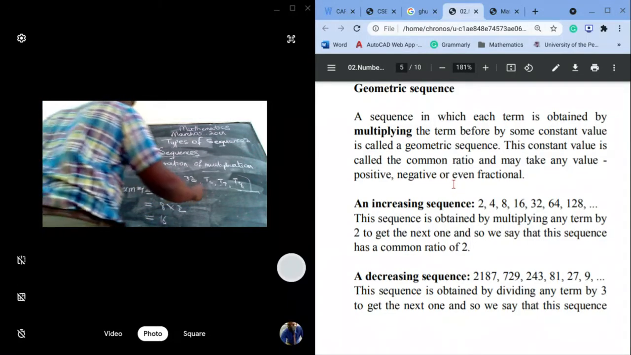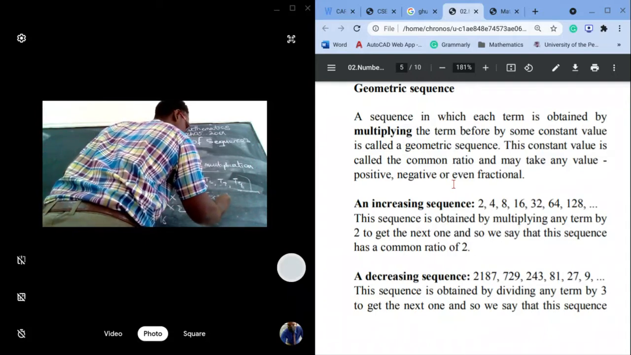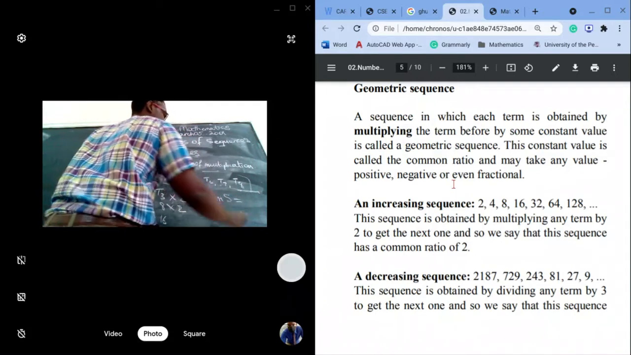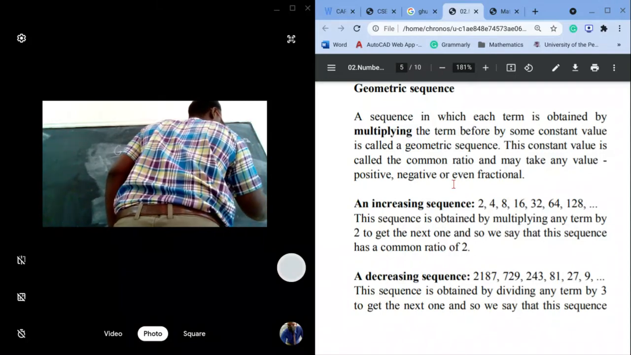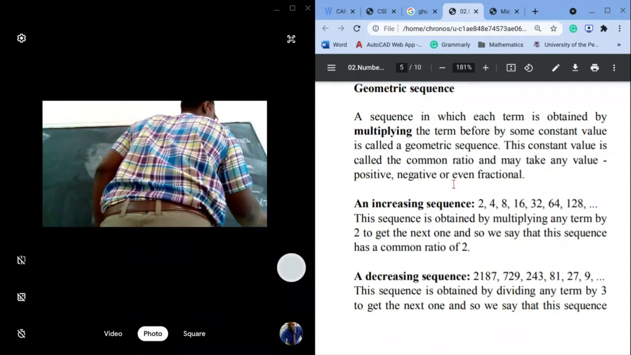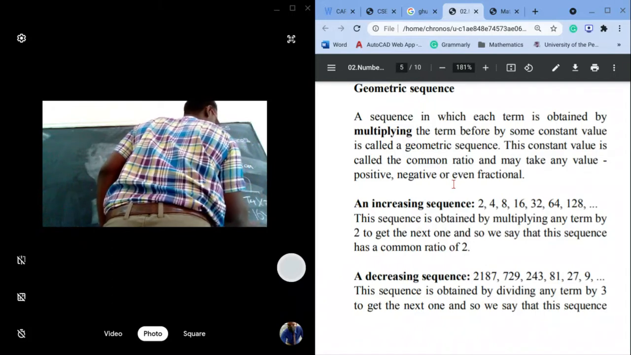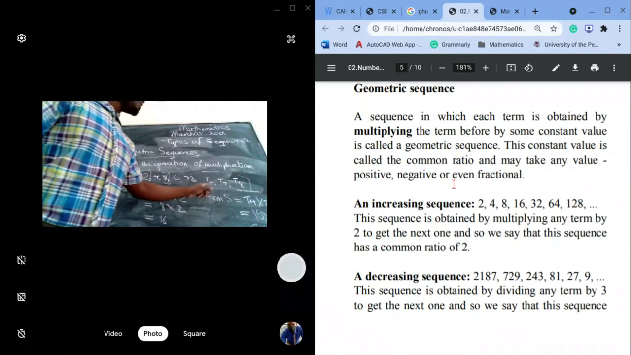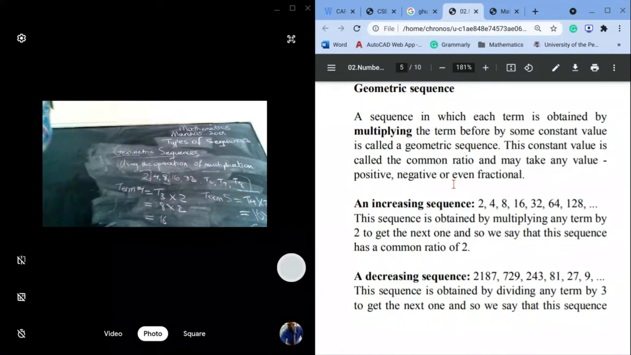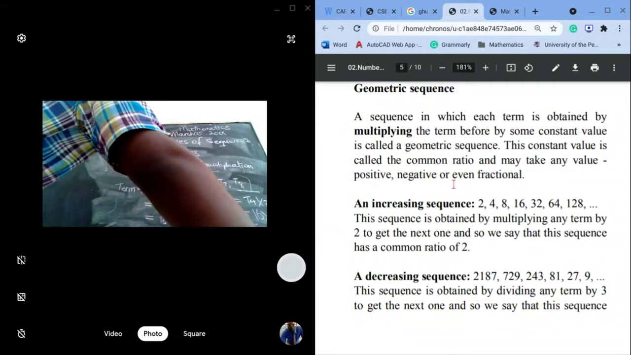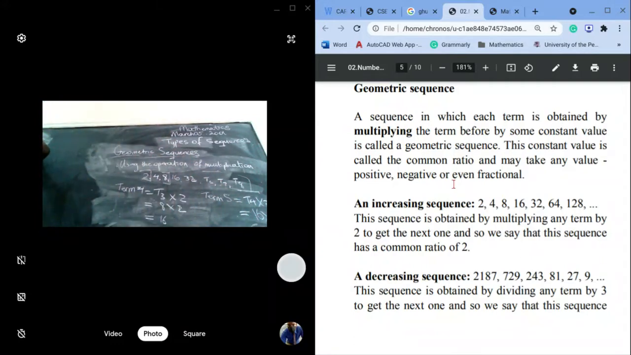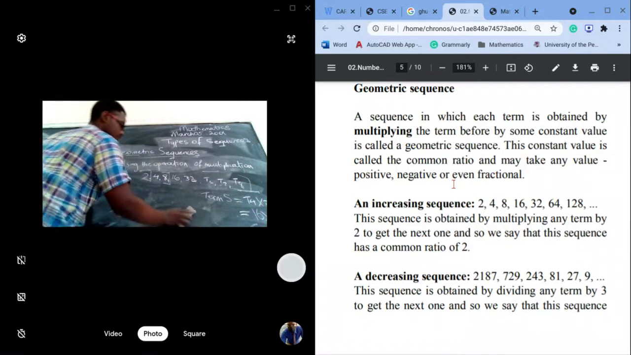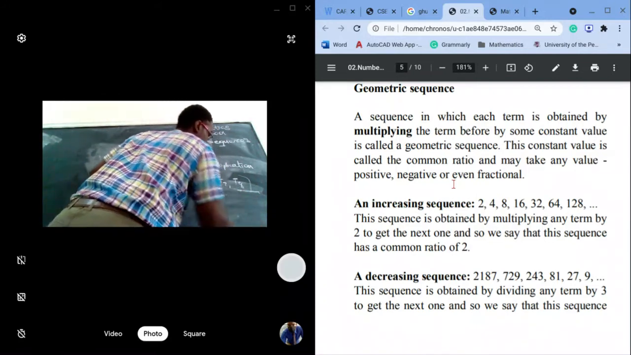Let's do term 5. Term 5 is equal to T4 multiplied by 2. We know that's going to be 16 times 2, which is 32. Alright, and your homework is going to be to continue this trend for T6, T7, T8. That's your first part of the homework. If you complete that, I'll put it on the portal as well. So this is an example of an increasing sequence.